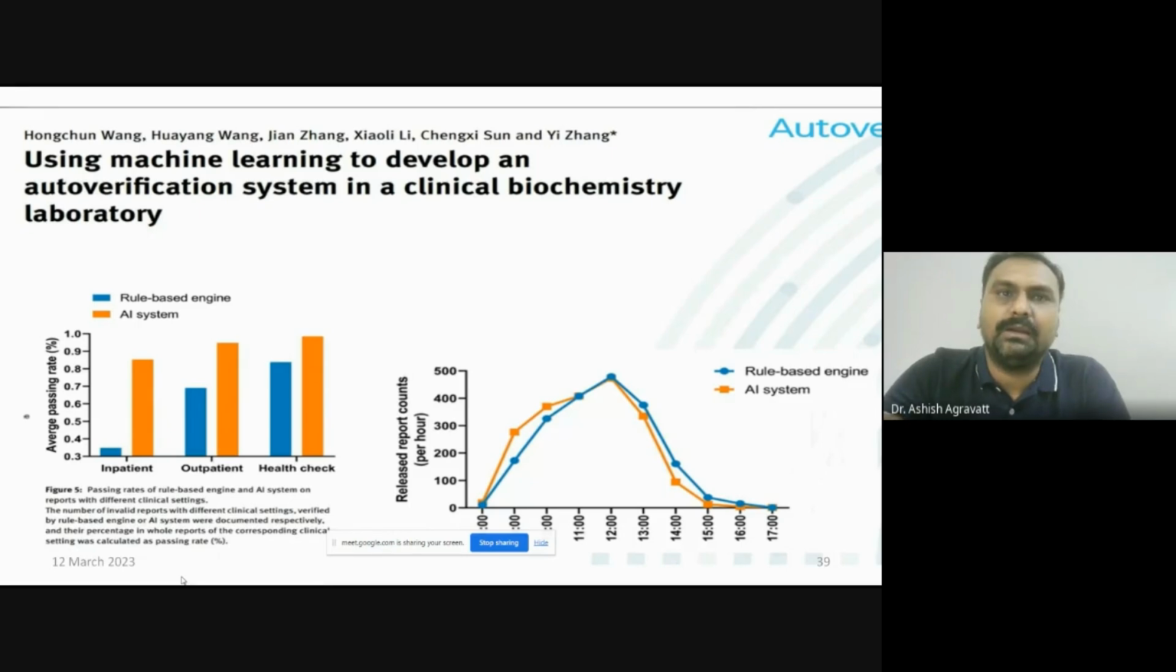Here is another article regarding using machine learning to develop an auto verification system in the clinical biochemistry laboratory. As compared to our rule-based algorithm for auto verification, as we know from the CLSI auto verification guideline, we have to check the quality control, the delta check, everything. That rule we can make in our laboratory. This artificial intelligence machine learning model was used for auto verification, and it was comparable to the rule-based engine that we can make.